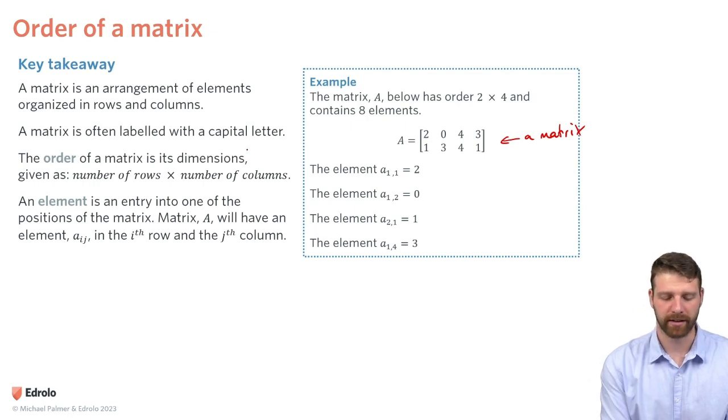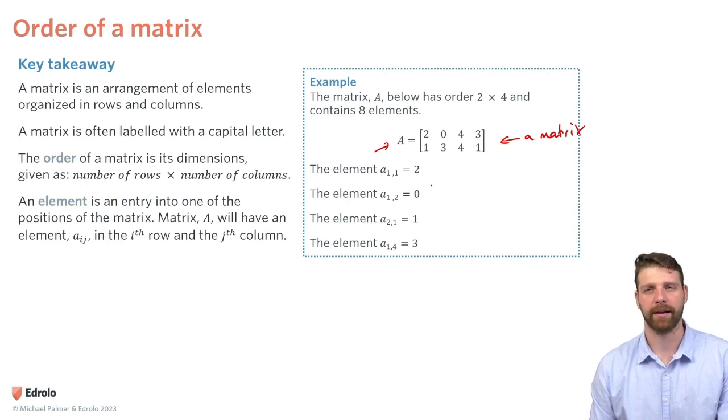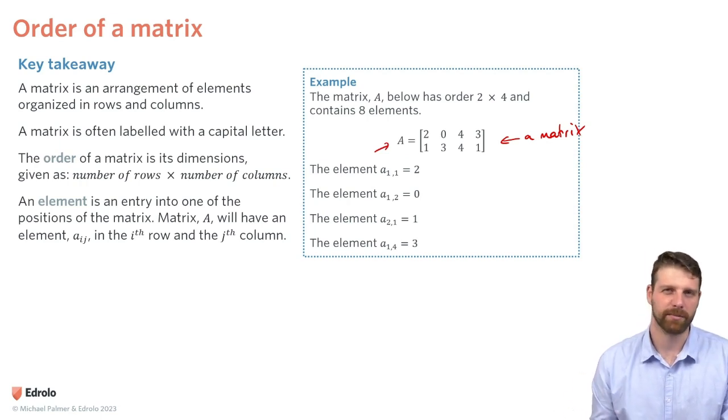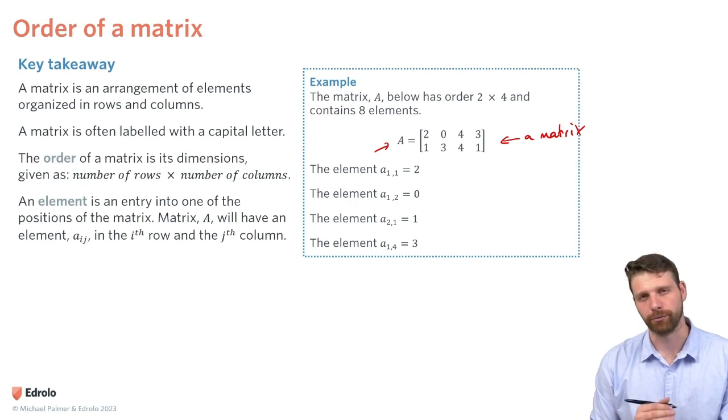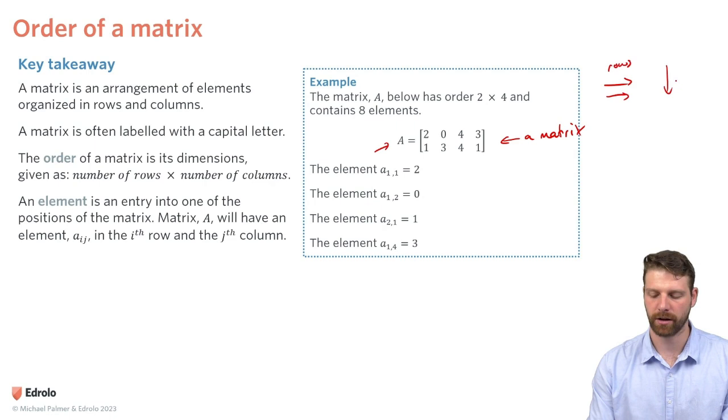So a matrix is often labeled with a capital letter. You can see here it's being labeled as capital A. It's common to call them capital A, capital B, capital C. Those are common, but you can use any capital letter to label a matrix. So what else? Well, matrices are organized into rows and columns. So I want you to remember that rows go across and columns go up and down.